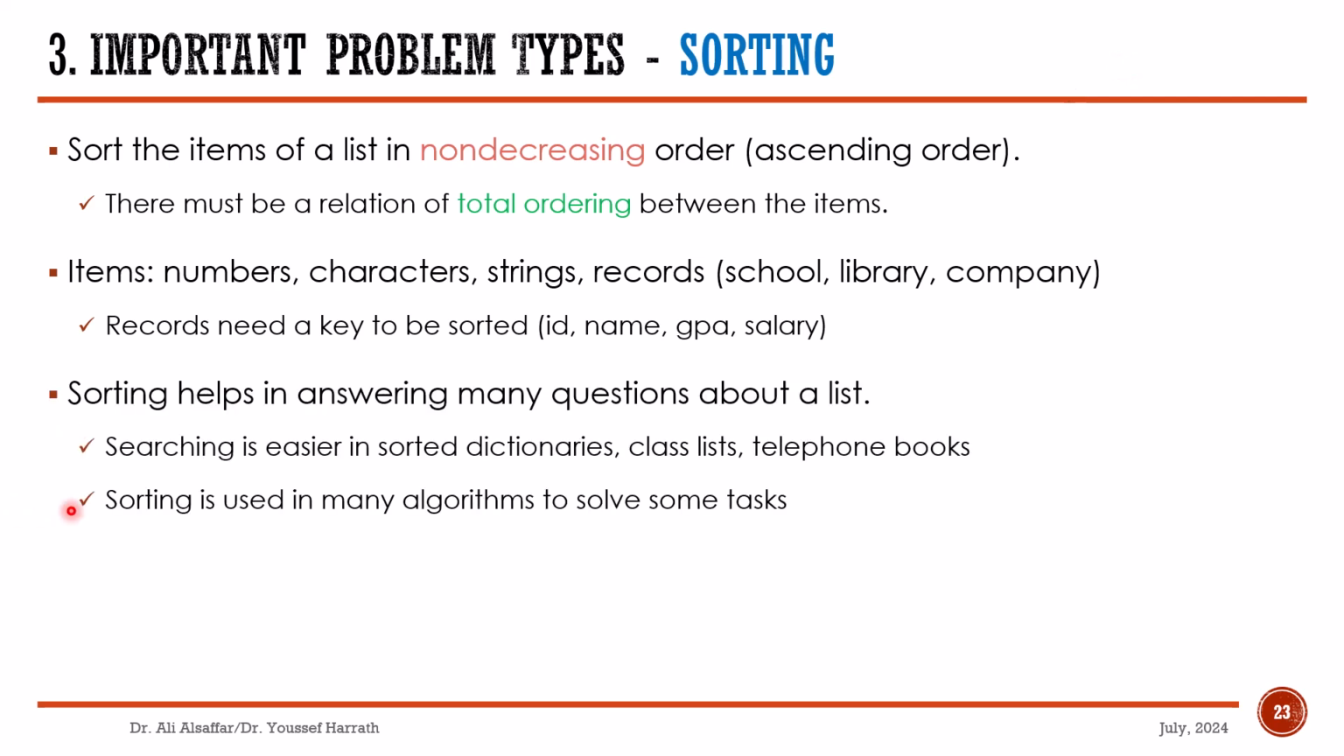Why do we need sorting? We can give two reasons. First, sorting makes searching easier in dictionaries, class list, and telephone books. Second, for some algorithms, sorting is used as a pre-step to improve the performance of these algorithms. We will see some examples on such algorithms when we discuss the transform and conquer design technique.